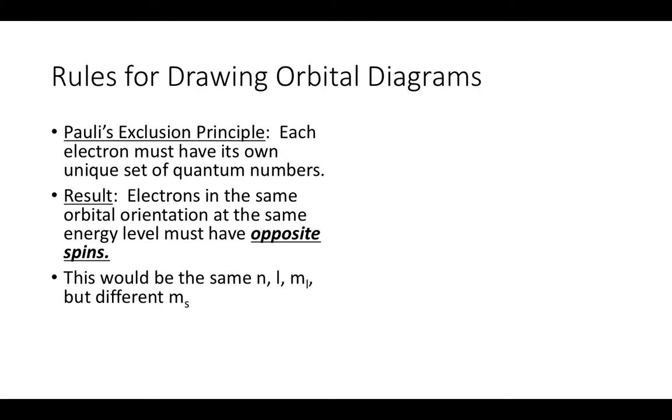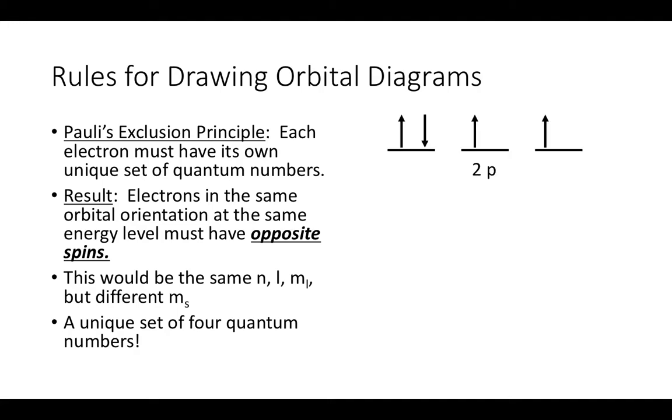This would result in the same energy level, the same orbital shape, the same orientation, but a different spin. And by having that different spin number, it is a unique set of 4 quantum numbers. And that's what Pauli's exclusion principle states. And as a result, 2 electrons in the same orientation have opposite spins. So let's see this in action.